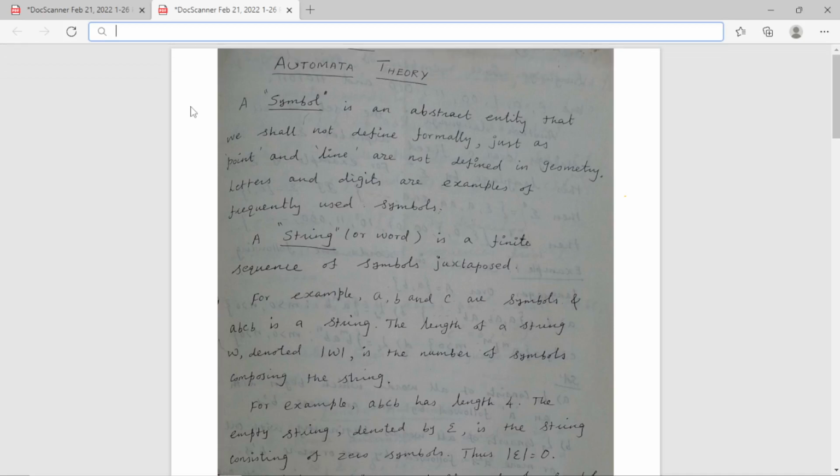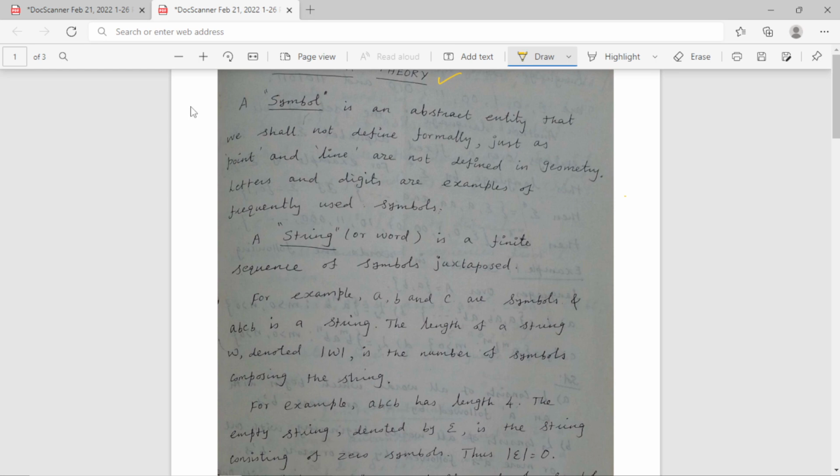In this video, let me explain what is automata theory and the basic notations that we are going to use in finite automata. Okay, now let me start with what is a symbol first. A symbol is an abstract entity that we shall not define formally, just as point and line are not defined in geometry, isn't it?